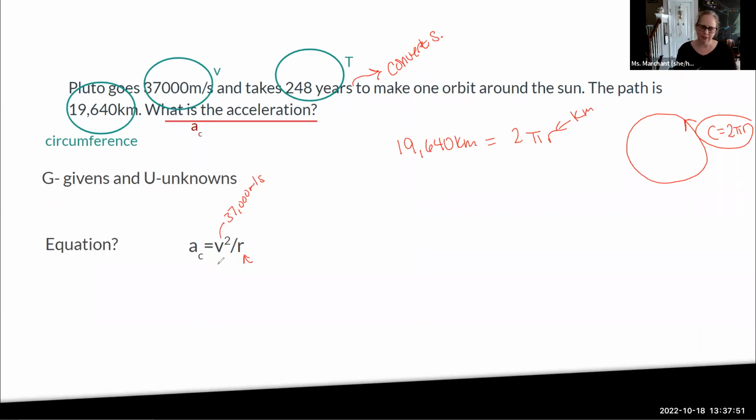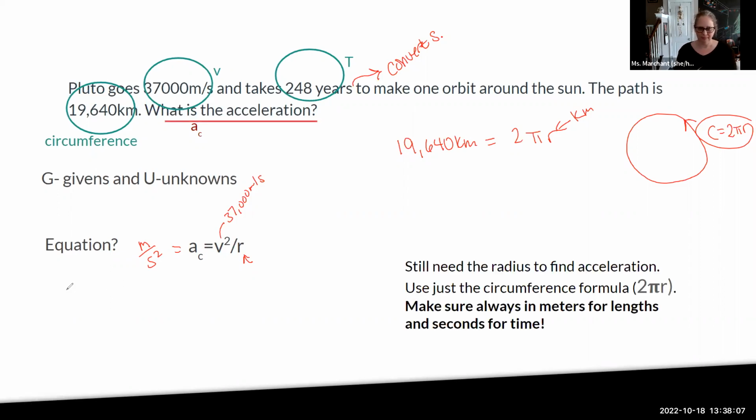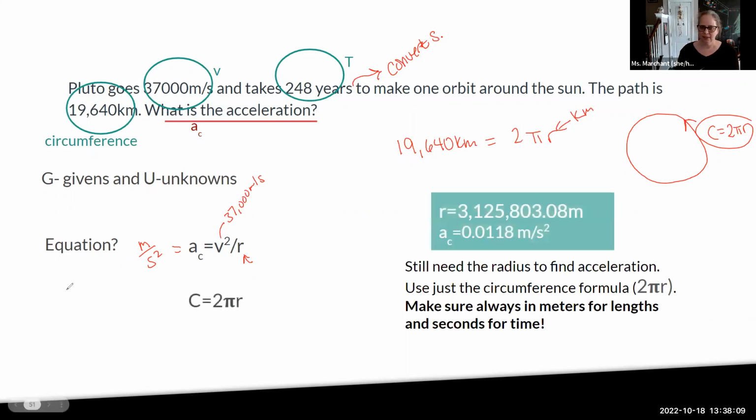Can it be in kilometers for here? No, because acceleration is meters per second squared. So everything has to be in meters or seconds. So make sure you convert from kilometers to meters and then put it in your circumference equation. And you're going to get that for your radius.